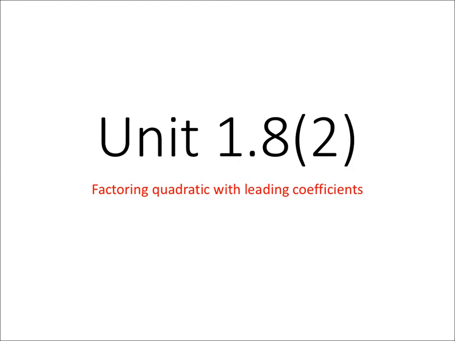So the topic that we're going to be discussing today is Unit 1.8, which is Day 2, and we're going to factor quadratics with leading coefficients. The idea behind this is that we're going to have quadratic expressions that have a leading coefficient that is not just 1. Everything that we were doing before, we had a coefficient of 1 on that first term, but now we're going to look at what happens when it's not 1.